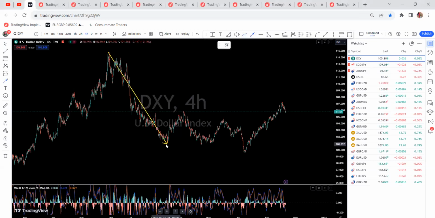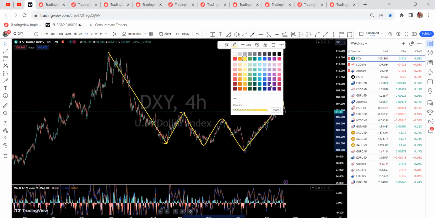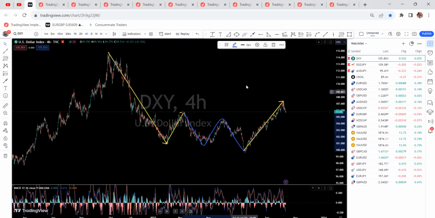Let me go with this. This is another impulse, the first impulse again in the trend. Then the market did a corrective structure, and then another impulse. Let me change this to a different color.